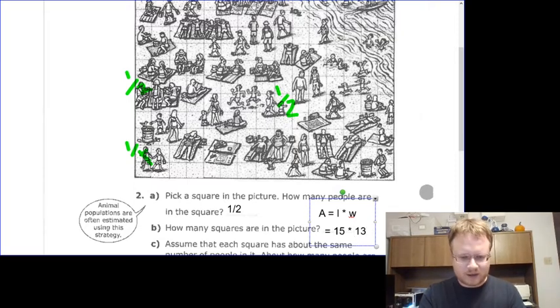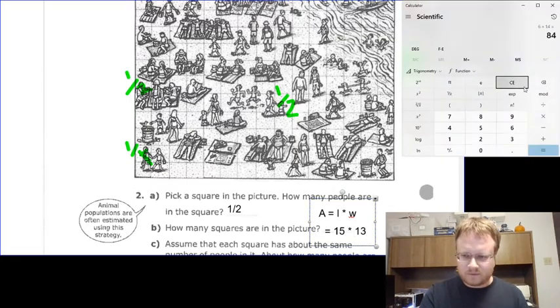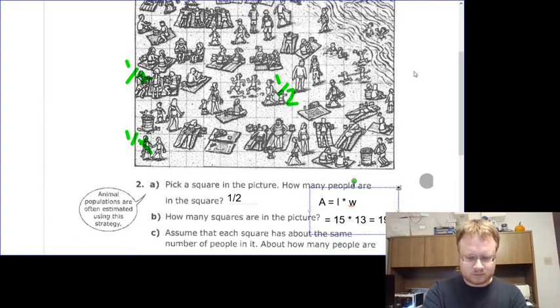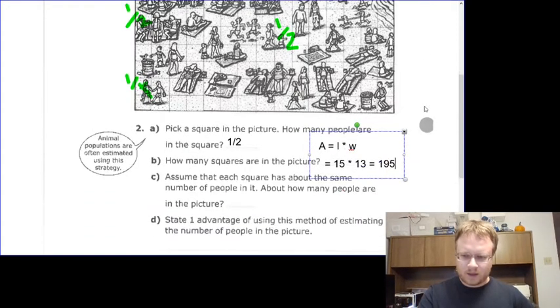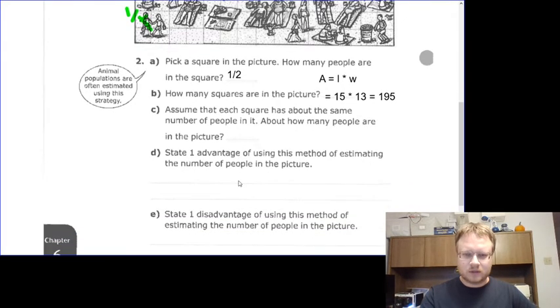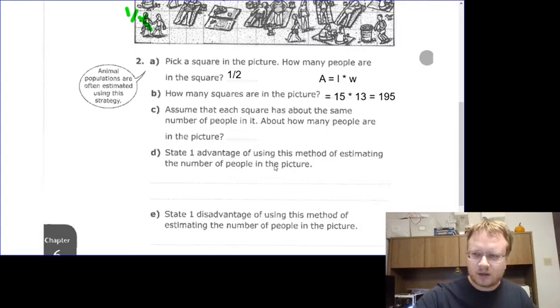And let's switch to our calculator. 15 times 13 gives us 195 squares. All right, assuming that each square has the same number of people in it, how many people are in this picture? All right, we're going to do this just like we've done before. It's another conversion question. I want to go from number of squares to number of people.